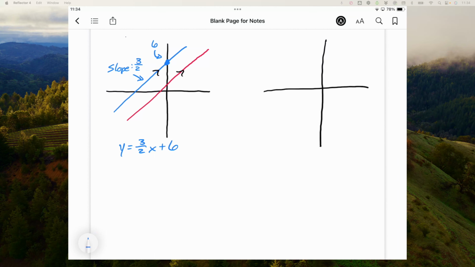Okay, continuing with this, and so remembering that we have an equation that is 3 over 2x plus 6 for our blue line, I'm going to create an equation for my red line as well. 3 over 2x plus 1. And so I will mark on the red line that that y-intercept right there is at 1, and that the slope of this line is 3 over 2.